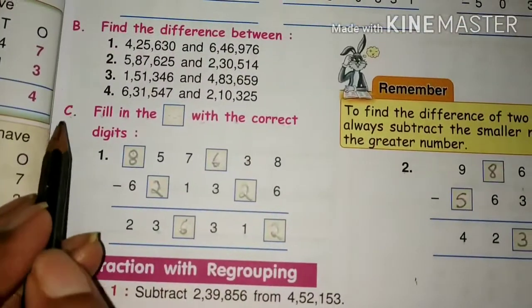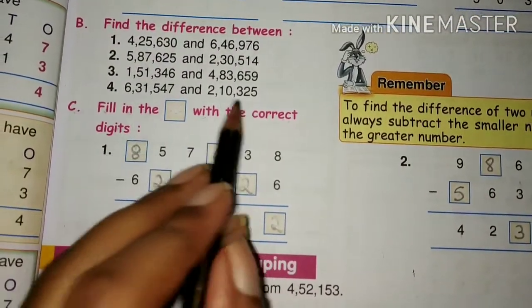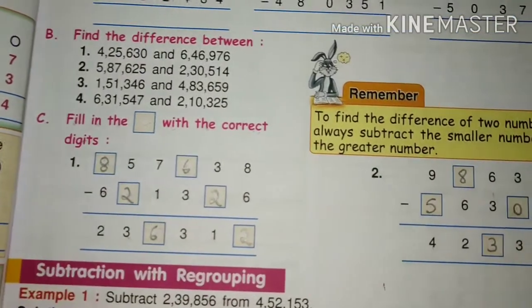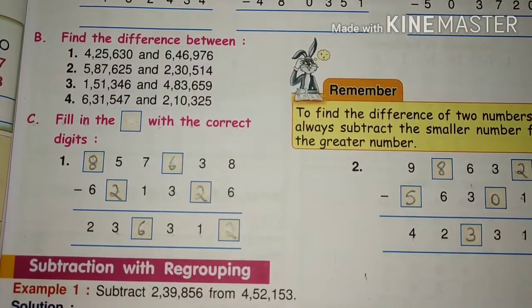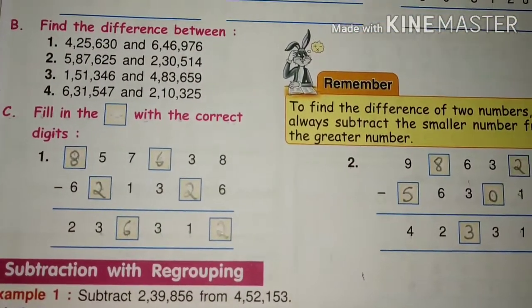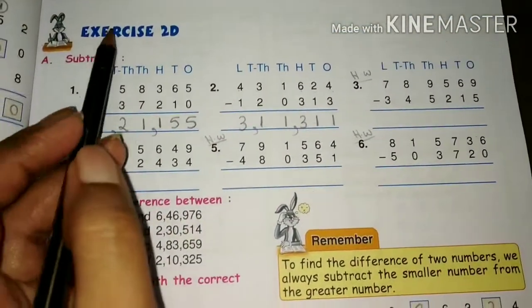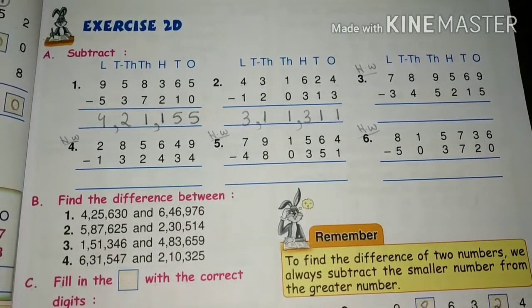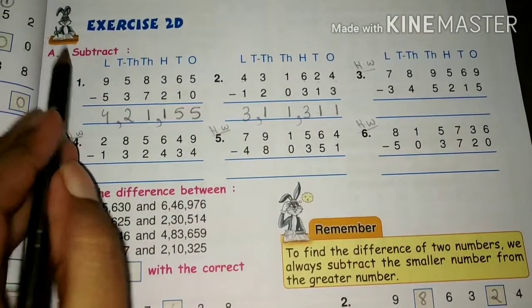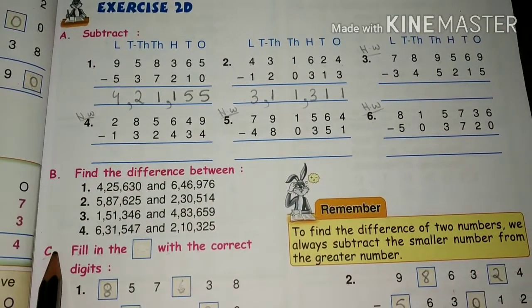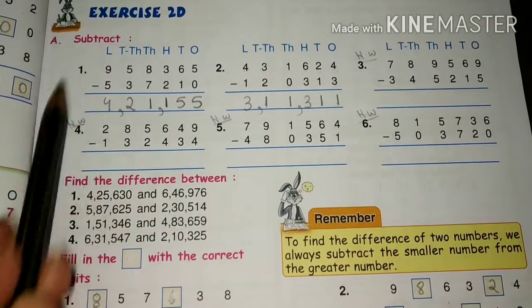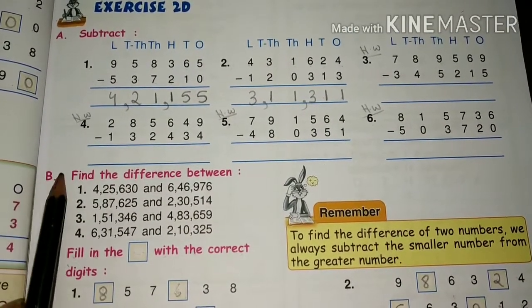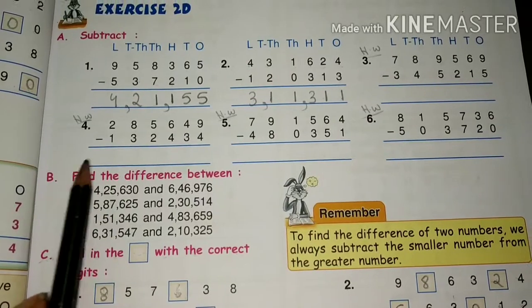Students, question C, this you have to do it in your book. Now students, today I have completed exercise 2D. Students, question A and question C, this you have to do it in your book only. And question B, this you have to do it in your maths copy.